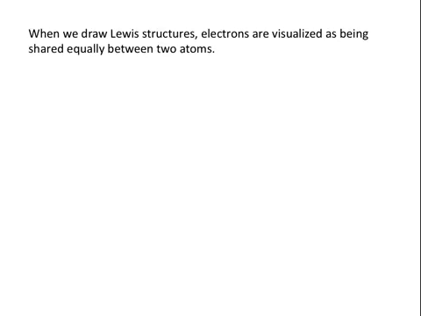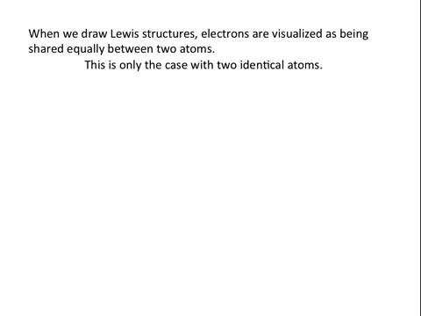When we draw Lewis structures, we draw the bonded electrons as a line between two atoms, and these electrons are visualized as being shared equally between those two atoms. But most of the time, electrons are not shared equally between two atoms. This is only the case with two identical atoms.